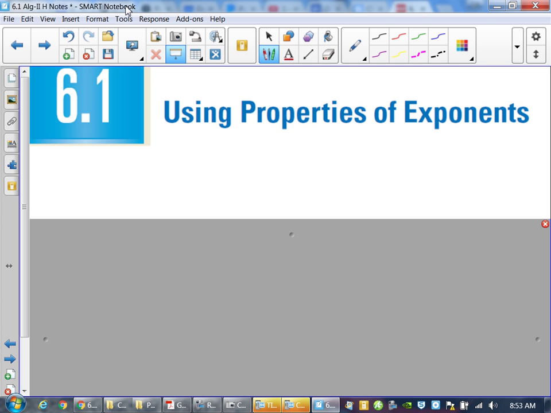To start with today, the way that I start with properties of exponents is that I use the number 2. We all know how to work with the number 2. So what I start with usually is, well, let me show you.